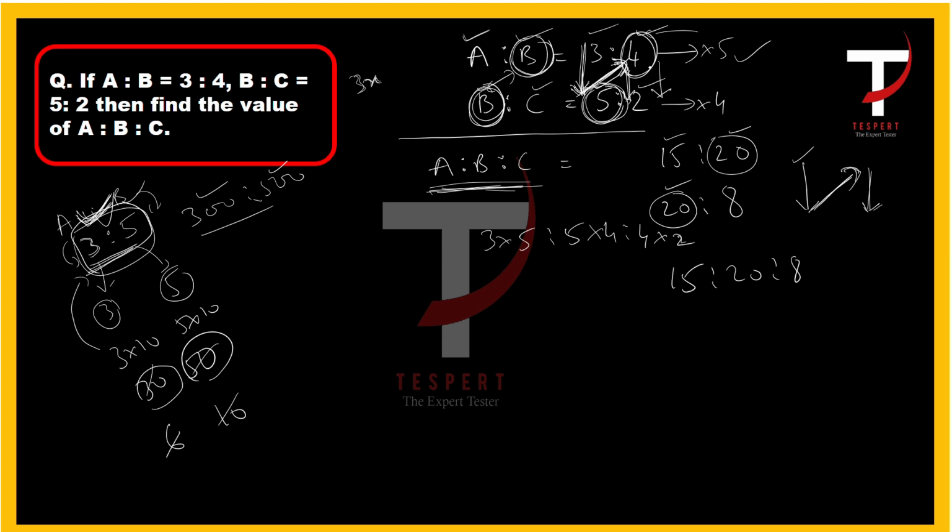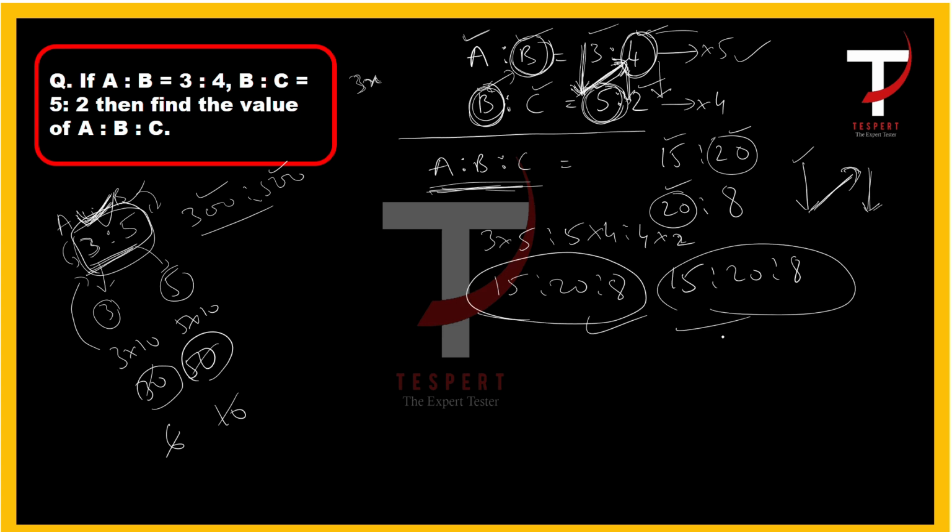So now what do we get? 5 into 3 is 15 is to 5 into 4 is 20 is to 5 into 2 is 8. So directly we got this, right? So anything we can follow, right?